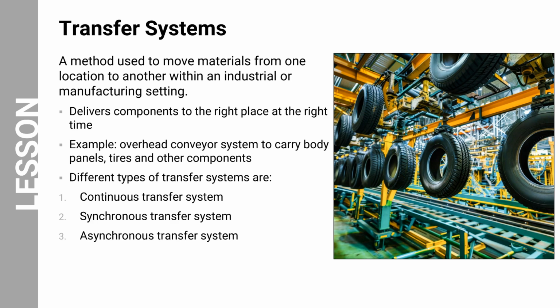A transfer system is a method used to move materials from one location to another within an industrial or manufacturing setting. Material transfer systems play an important role in optimizing production efficiency by delivering components to the right place at the right time. For example, an overhead conveyor system is often employed to carry body panels and smaller components in automobile manufacturing, facilitating smooth and efficient assembly processes. By streamlining material movement, these systems help reduce downtime and increase overall productivity in manufacturing facilities. There are three types of transfer systems: continuous, synchronous, and asynchronous systems used to transfer materials between workstations. Each of these transfer systems will be discussed in the next slide.